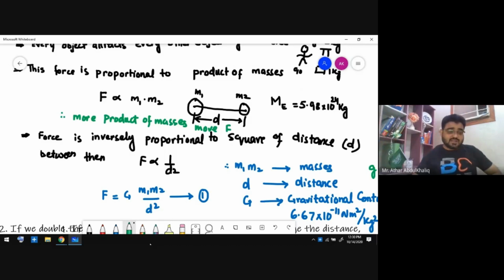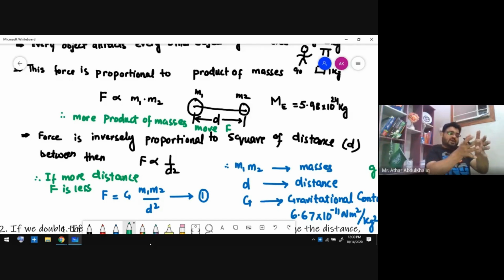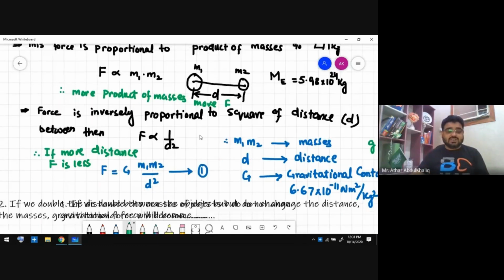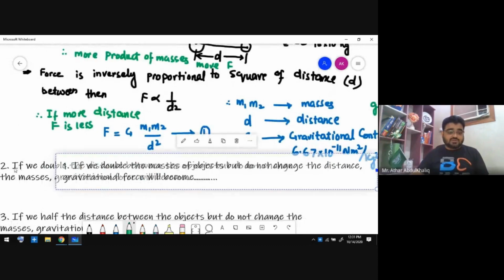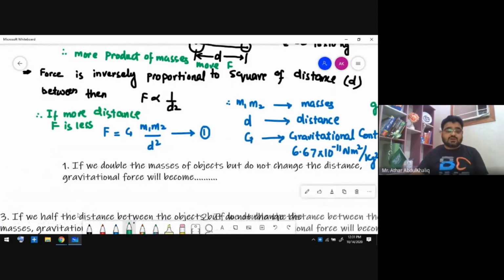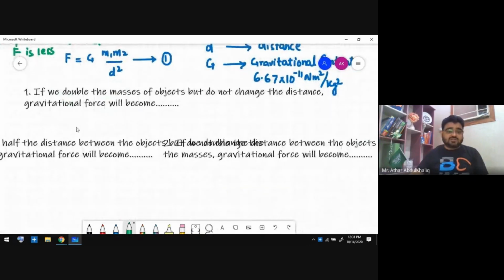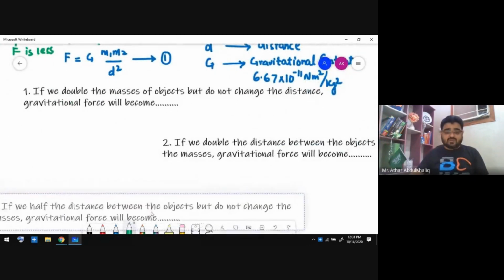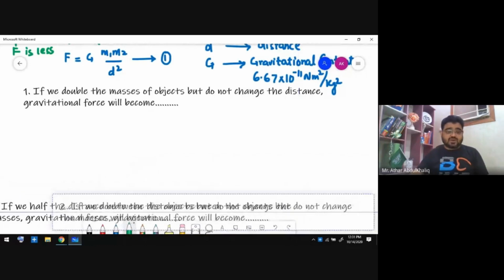And this distance thing: if the distance is more, force is less. So if objects are closer, their force is more. When objects are farther away from each other, force will be less. When we combine this, we get F is equal to G m1 m2 over r square. So this is our first equation for Newton's law of gravitation. But before I move further, I just want you guys to focus.